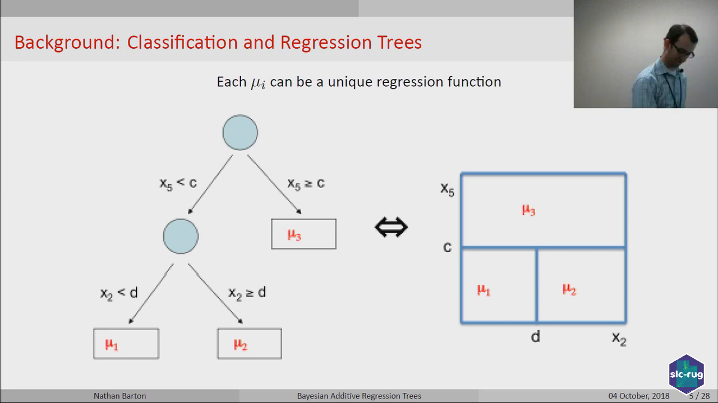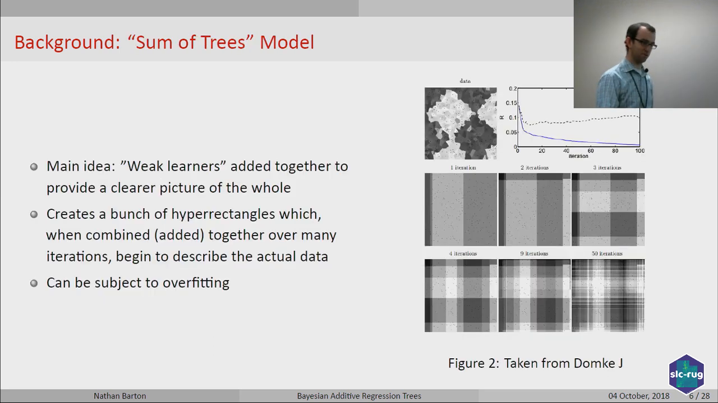And so this is another image to kind of think about it, where you have a bunch of weak learners adding them together to get a clear picture of the whole. So you've got this picture on the left-hand side of the screen here, which represents the data that you're trying to look at.